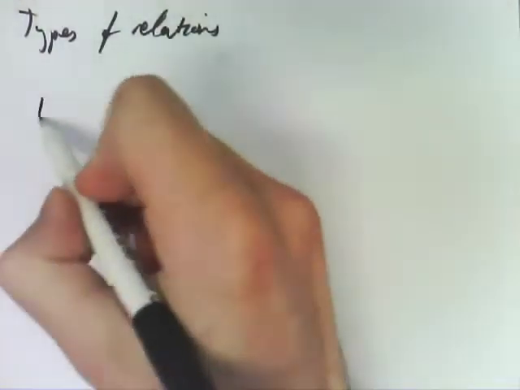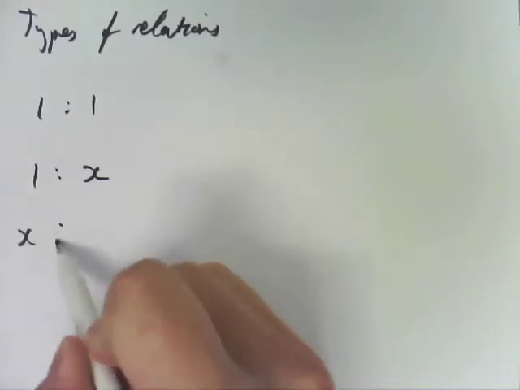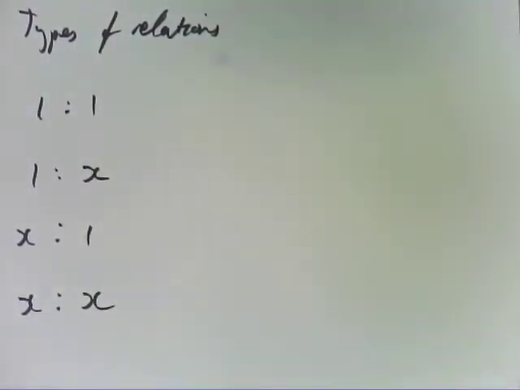Okay, for types of relations, you need to know about the 4 different types of relations they're talking about. One-to-one, one-to-many, many-to-one, many-to-many. Okay, so I'm just shortening them for myself.